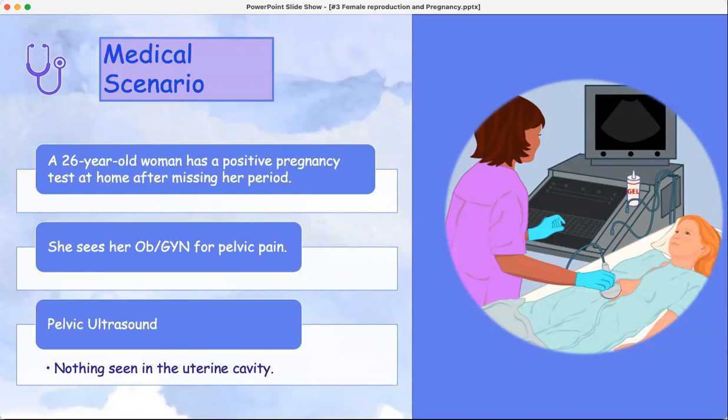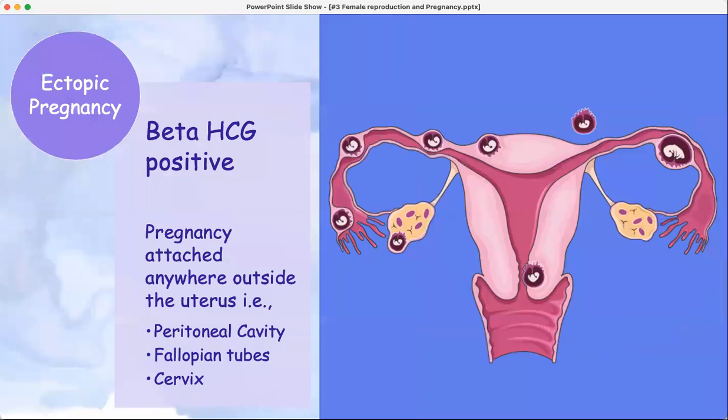Medical scenario, a 26-year-old woman has a positive pregnancy test. She gets it at home after missing her period. Then she starts having pelvic pain. On the pelvic ultrasound, nothing is seen in the uterine cavity. So she's had a positive HCG test, and she has what you would call an ectopic pregnancy.